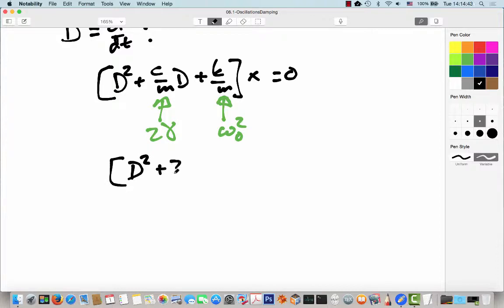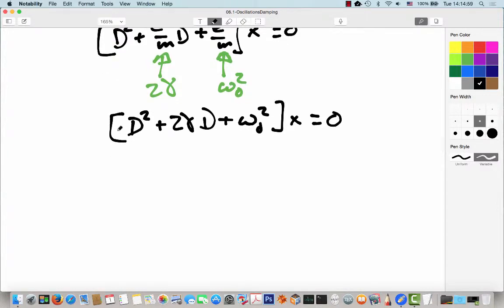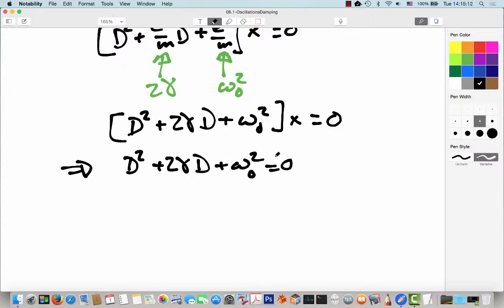So then that makes our equation now D squared plus 2 gamma D plus omega naught squared operating on x equals 0. And in general, that's only true if the stuff inside the brackets is 0. So we'll work on making that happen. We require D squared plus 2 gamma D plus omega naught squared to be equal to 0.